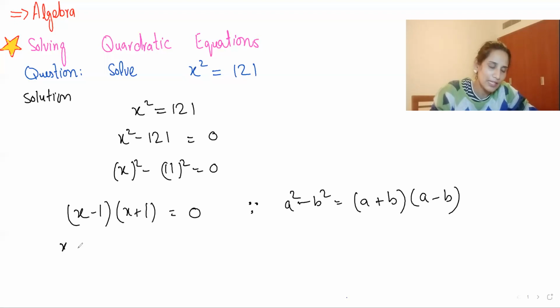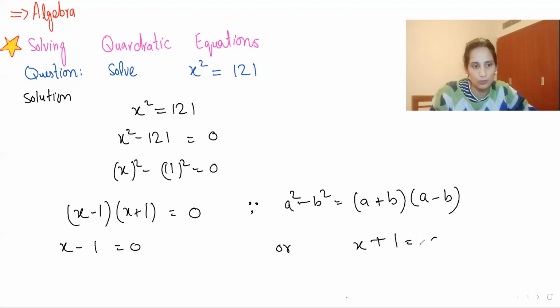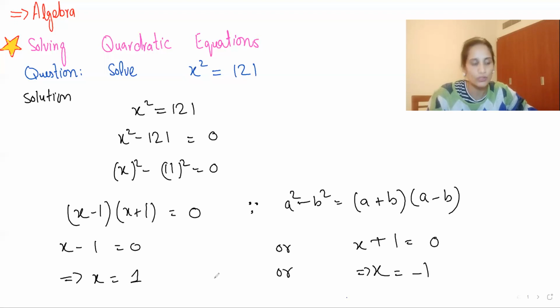So x minus 11 is equal to 0, or x plus 11 is equal to 0. So x is equal to 11, since minus 11 goes to the other side and becomes plus 11, and plus 11 becomes negative 11 on the other side. So we have two solutions for this equation, x equals 11 and x equals minus 11. Okay, let's see the next question.